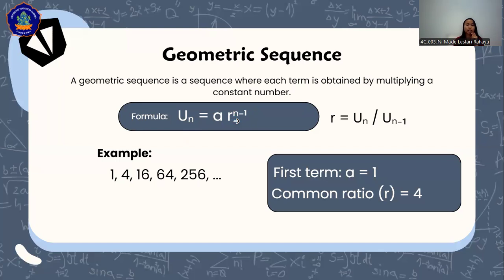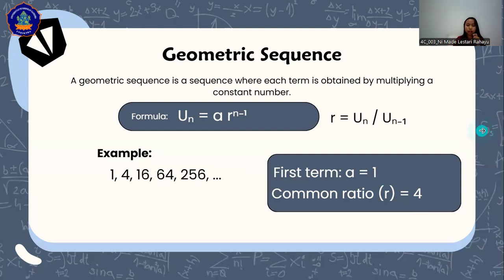For example, you have 1, 4, 16, 64, 256, and so on. The first term, A, equals 1 and the common ratio R equals 4. Each term is multiplied by 4.